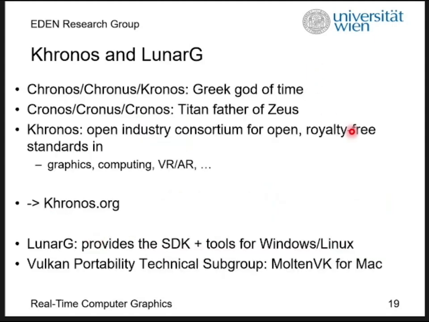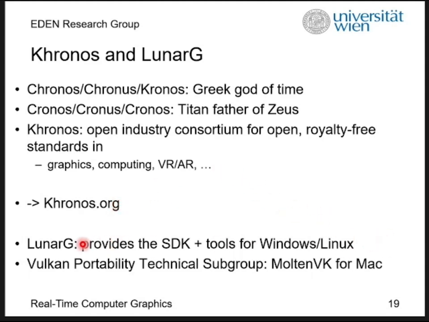So who is actually responsible for Vulkan? Now there is an industry association, it's called Khronos. There are two possible ways to interpret this name. There are two Khronos figures in the Greek mythology. One is the Greek god of time, one is the father of Zeus. Take your pick. I would go for the god of time. It's an industry consortium. It's open source, royalty free. You get all the standards. It's really amazing. It's financed by the industry to come up with specifications and standards that are cross-platform.